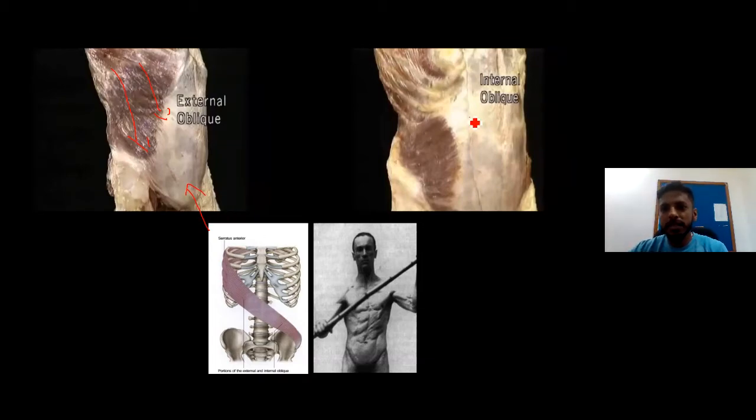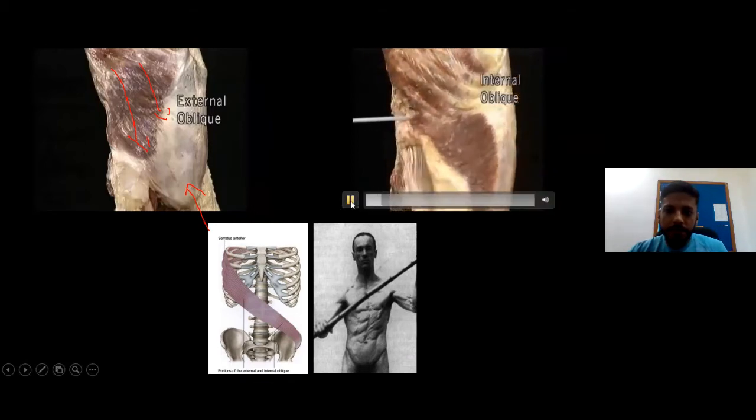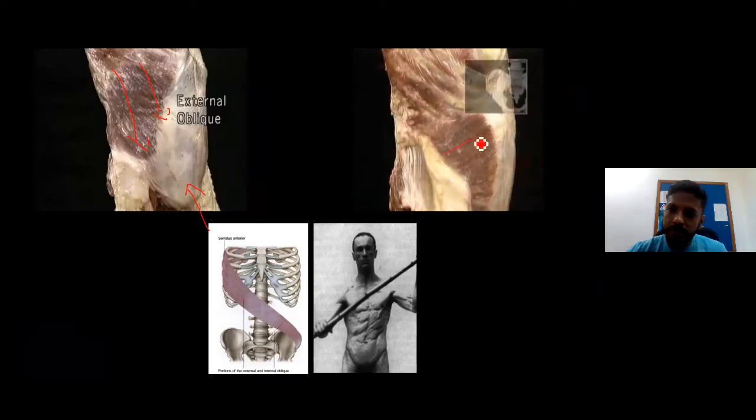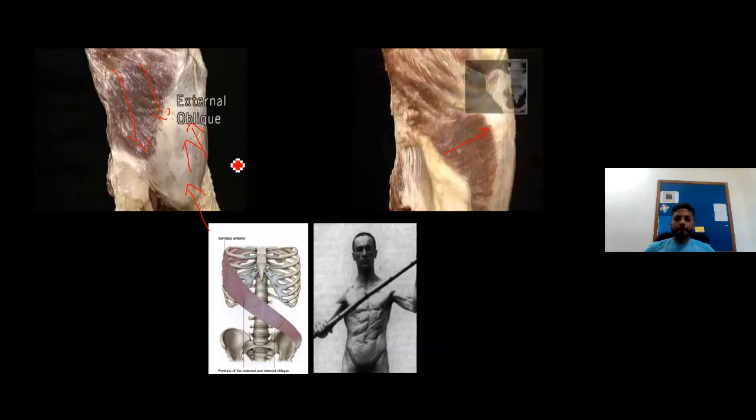Now we look at the internal oblique. The internal oblique orientation is in this position, this way. So for example, the right side external oblique and left side internal oblique are almost like this. So that has a similar orientation. That is, the opposite side external and internal oblique have a similar orientation, as well as the opposite side adductors and external oblique have a similar orientation.